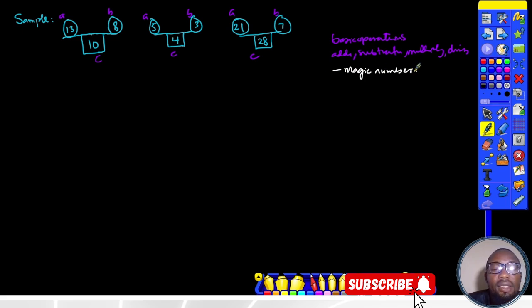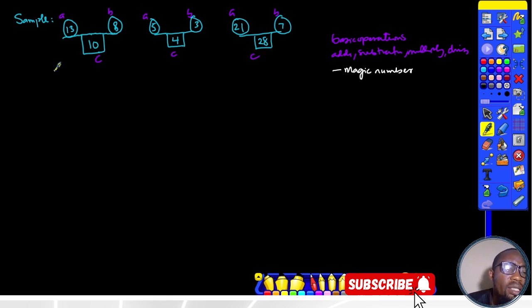A magic number is a number that's not showing, but it does exist. In this case, how come I have 13 minus 8 and I'm having 5, and 5 is so related to 10? In the second diagram, 5 minus 3, I have 2, and 2 is so related to 4 in the way that 5 is related to 10. And now we have 21 minus 7, we have 14, which is also related in the same way.